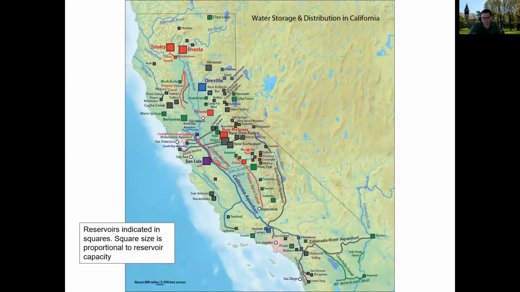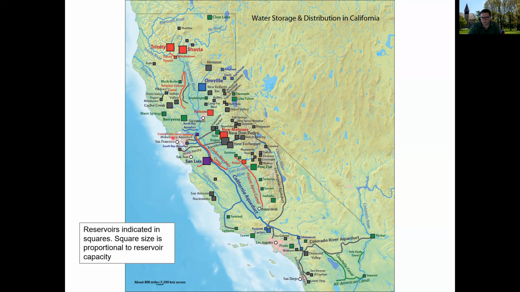So just to give you a sense of the reservoirs and water distribution in California, this is a whole line of major reservoirs. You can look at the size of the block: the square is proportional to the reservoir capacity.